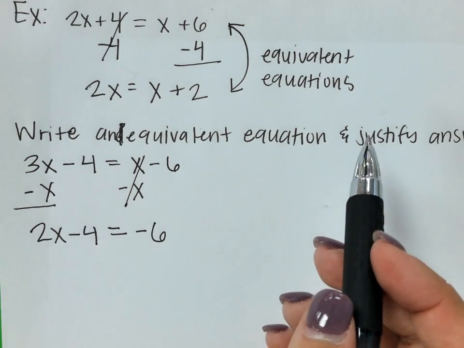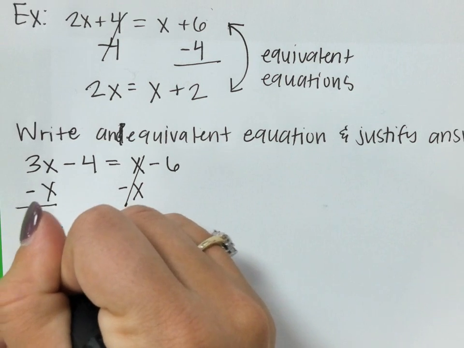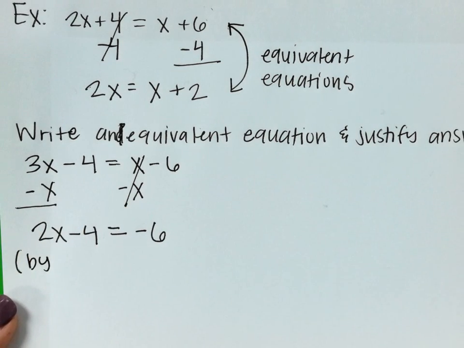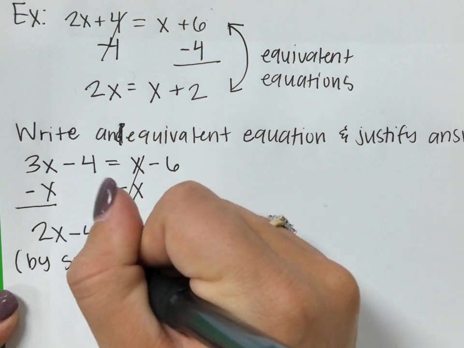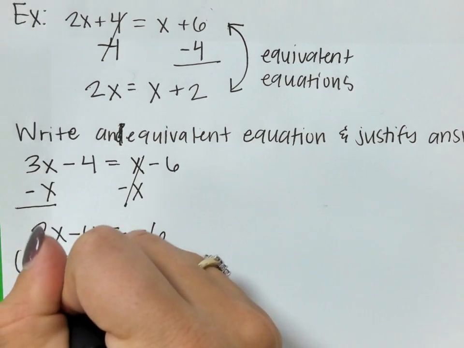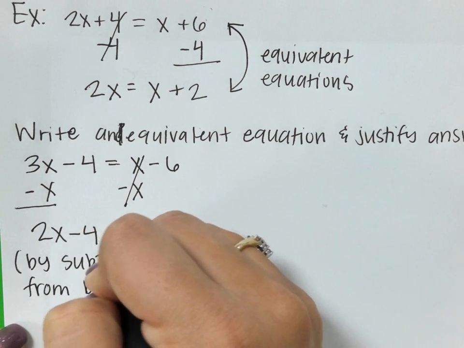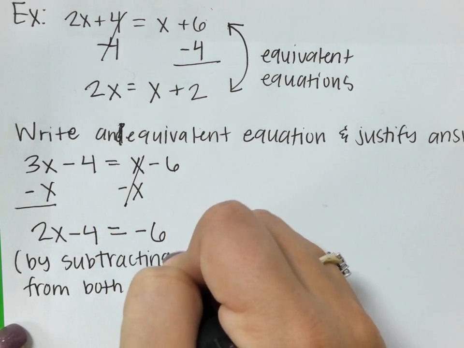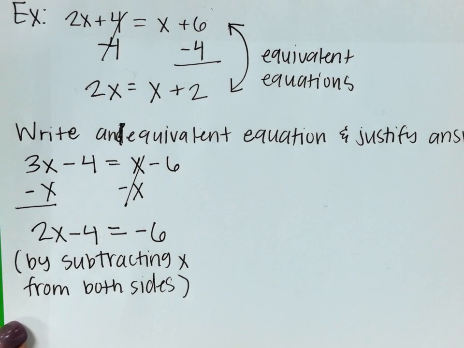But now remember, I've got to justify it. So how do you think I can justify it? Tell me how you did it. So what did we do in order to find this equivalent equation? Subtract the x from both sides. So just tell me that. By subtracting x from both sides. That's all I want when it tells you to justify your answer. So you're just telling me how you got the equivalent equation. That would be easy.